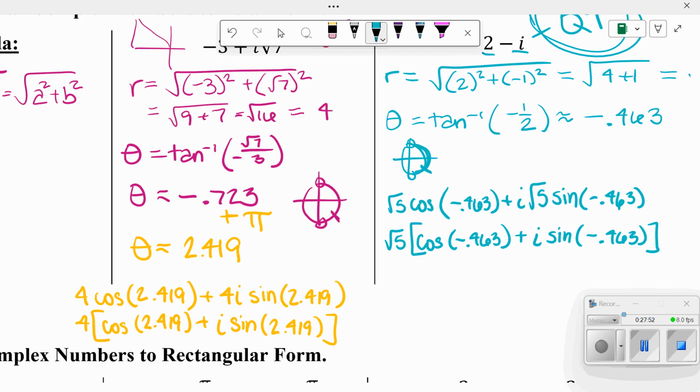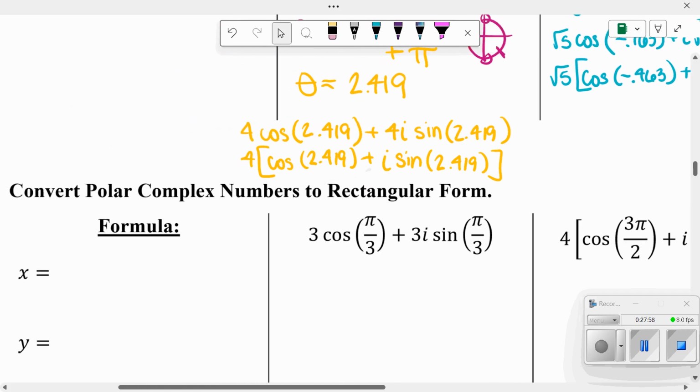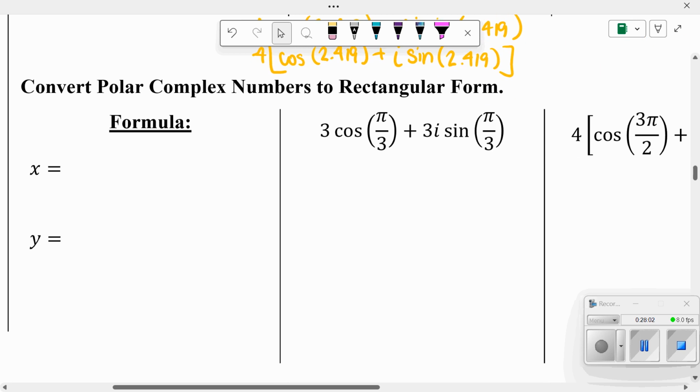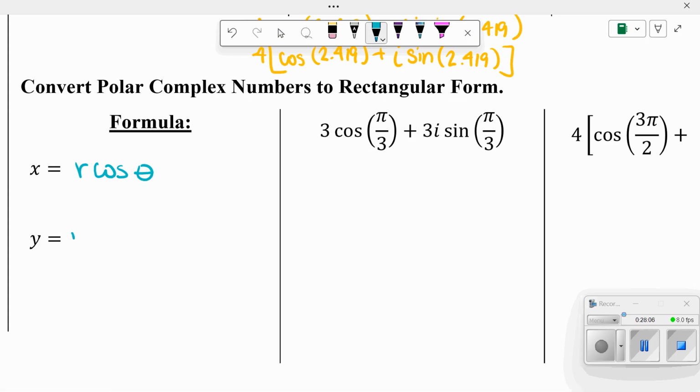That's what it looks like. All right, that's rectangular complex to polar form. Let's flip it around now. Let's go from polar complex to rectangular. So the formulas are exactly the same. x is going to be r cosine theta. y is equal to r sine theta. So it's nice that these formulas don't change.